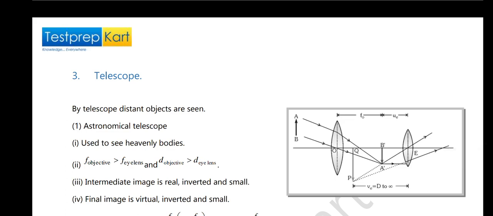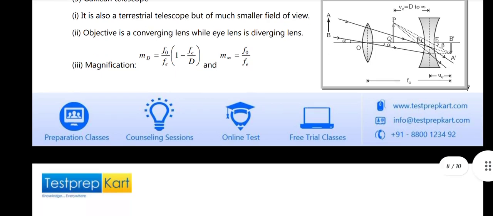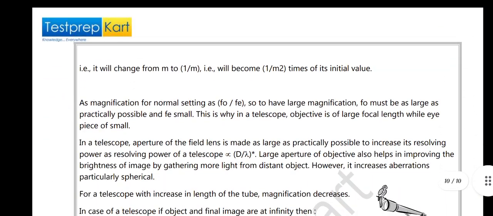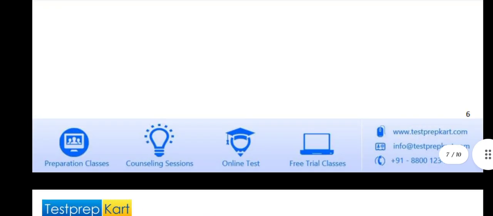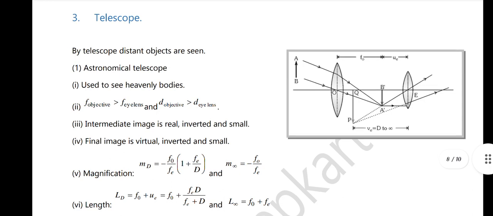Now eye lens, after that telescope and microscope. Now let us see about the telescopes that are used by astronauts. By telescope, distant objects are seen. There are many types of telescope. The first one is the astronomical telescope, which is used to see heavenly bodies.